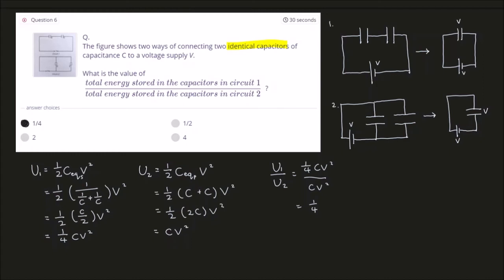Okay, so there's more energy stored for the case where you're connected in series. There's less energy stored if you connect them in parallel. There's less energy stored if you connect it in series. There's more energy stored if you connect it in parallel. Okay, parallel more energy. So that's it for question 6.